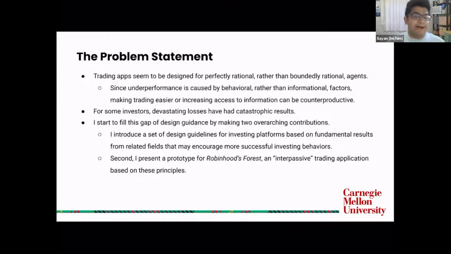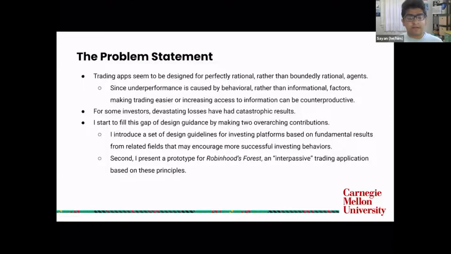So that's a problem. Despite their popularity, trading apps seem to be designed for perfectly rational agents who make optimal trading decisions every single time, rather than for boundedly rational agents such as retail investors. For instance, since underperformance in retail investors is caused by behavioral and not informational factors, giving people one-click, easy, and inexpensive access to trading backfires and makes them trade more to their own disadvantage. And these ruinous financial losses have unfortunately snowballed into much worse, as the media accounts have discussed.